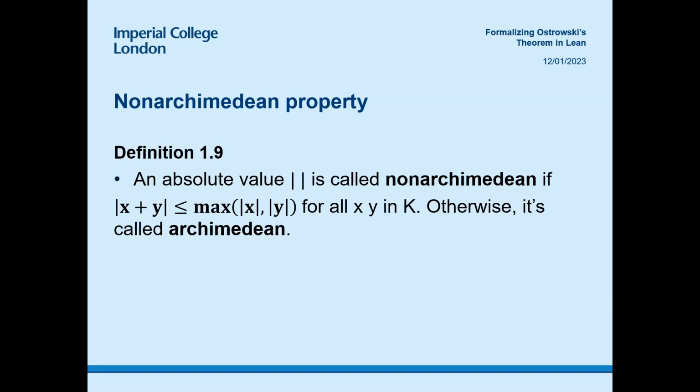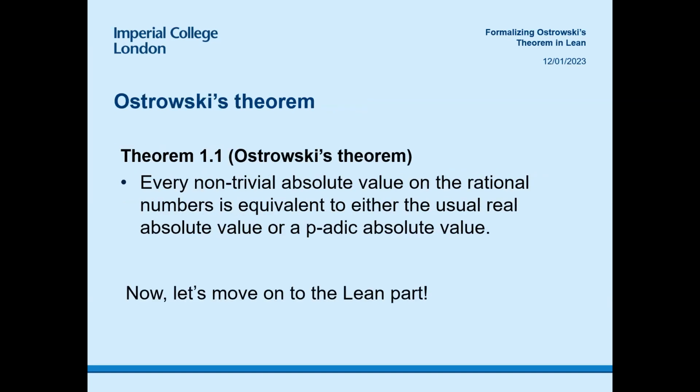So this should be everything that we need for this theorem. For every non-trivial absolute value on the rational numbers, it's either equivalent to the real one or equivalent to the p-adic one. You can think of this as classifying all the absolute values over the rational numbers. Give me any absolute value, and you would say, okay, you're either equivalent to the p-adic one or otherwise equivalent to the real one. So this is the theorem here.